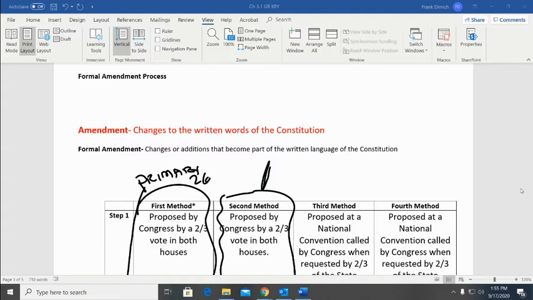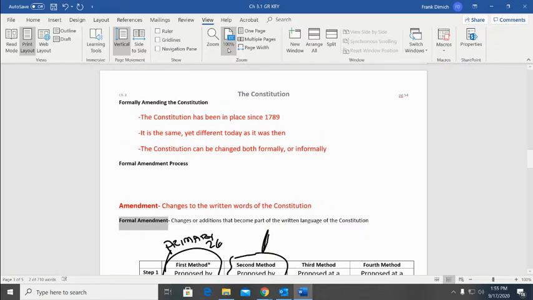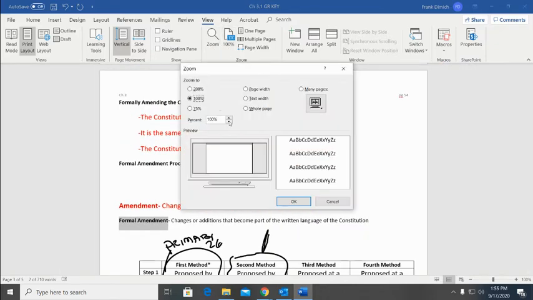That's formal. We've had 27 of those formal amendments to the Constitution, and two of them negate themselves, the Prohibition amendments, but we've had 27 formal ones.